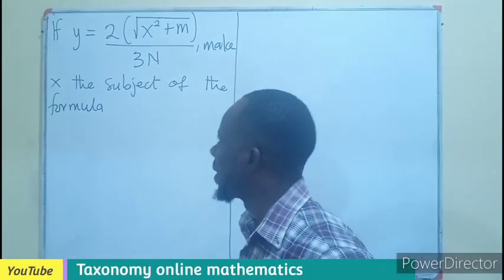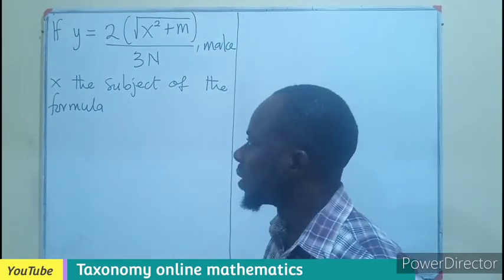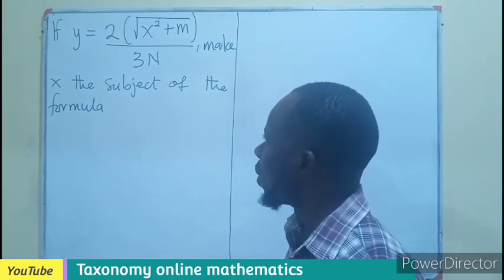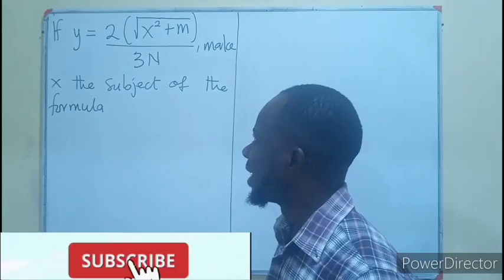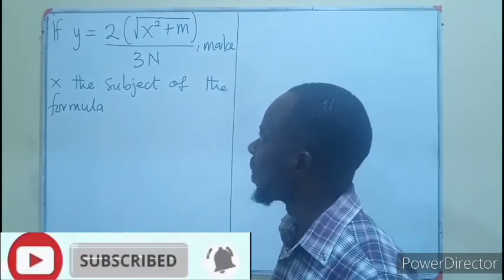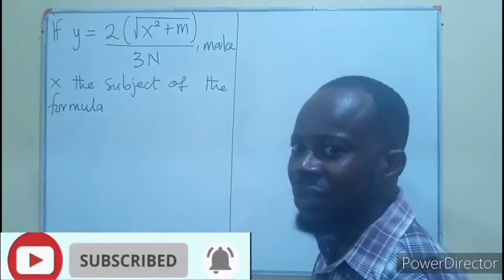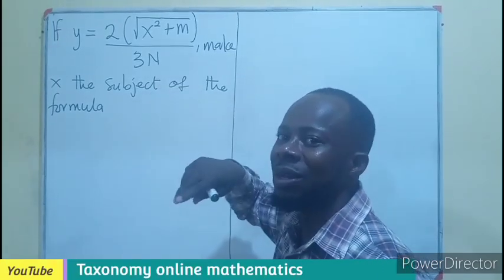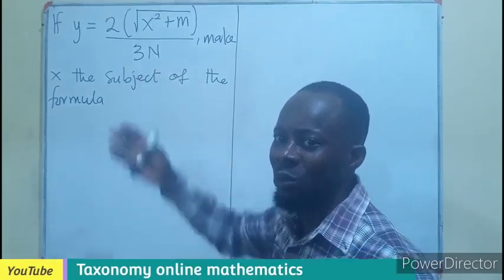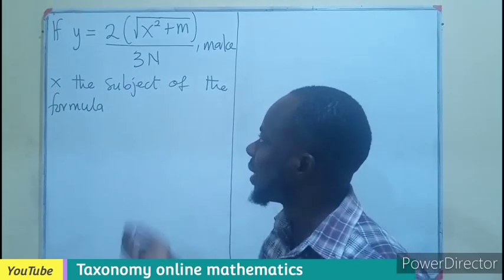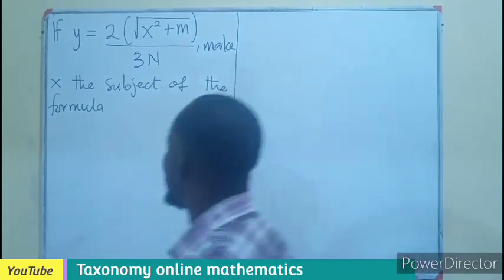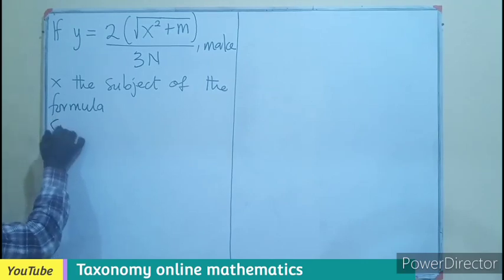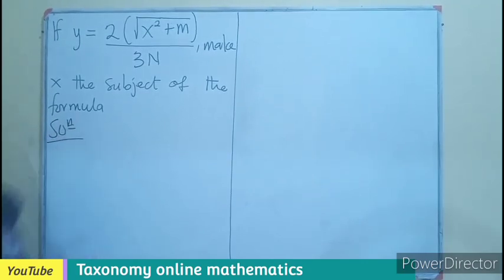We have a question on change of subject. So if y is equal to 2 multiplying the root of x squared plus m, and all is divided by 3n, we have to make x the subject, meaning we have to isolate the x to be on the left and all other terms on the right. So let's see how we can do that.